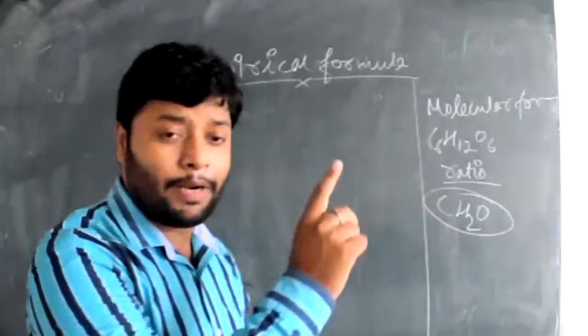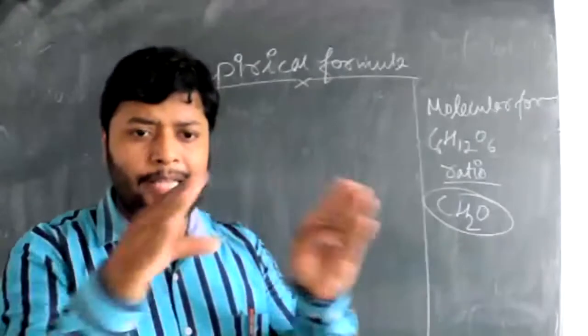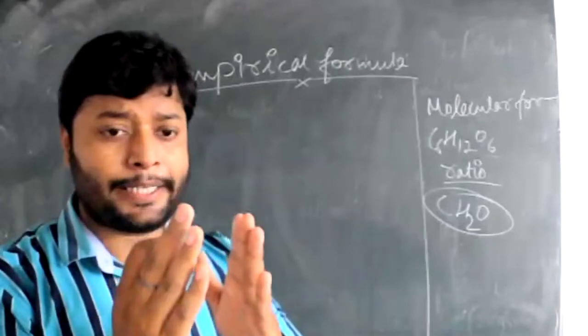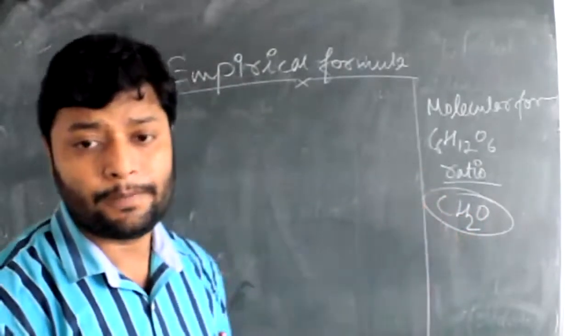And the molecular formula is the actual number of atoms in any molecule. That is the first basic difference between them: the actual number of atoms in a molecule, versus the simplest ratio of the atoms in a molecule.